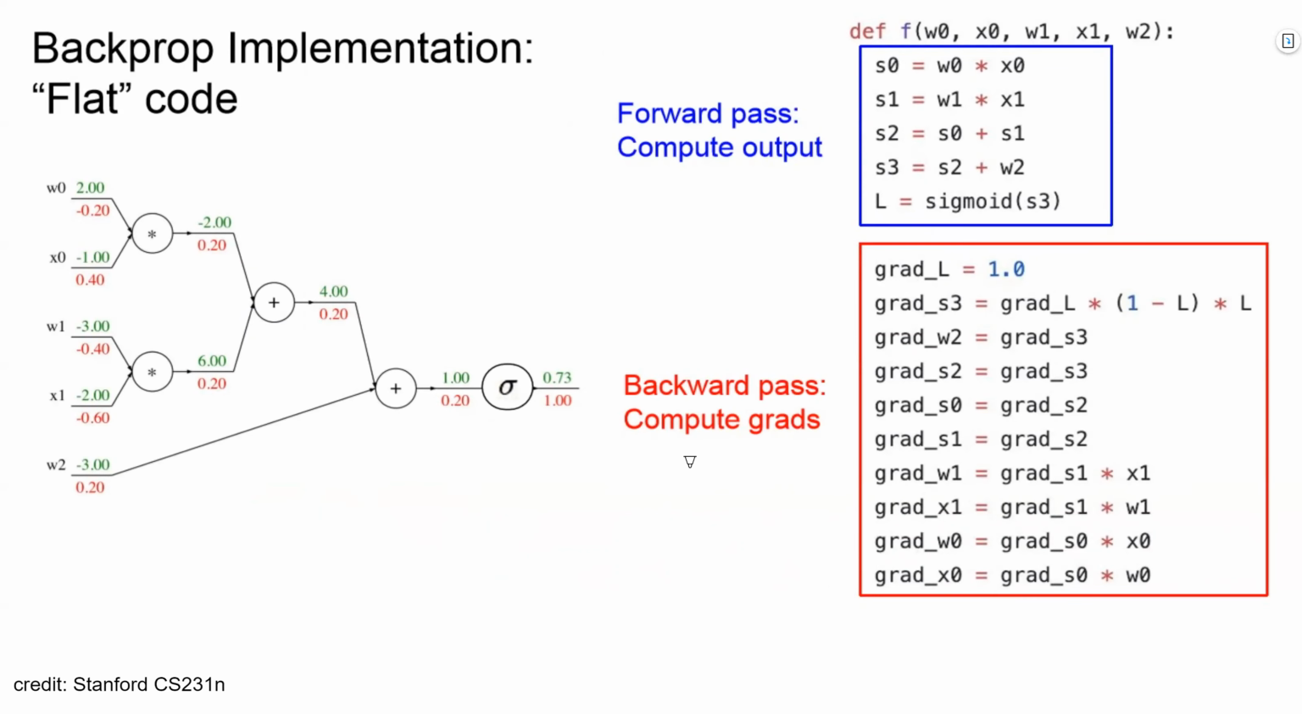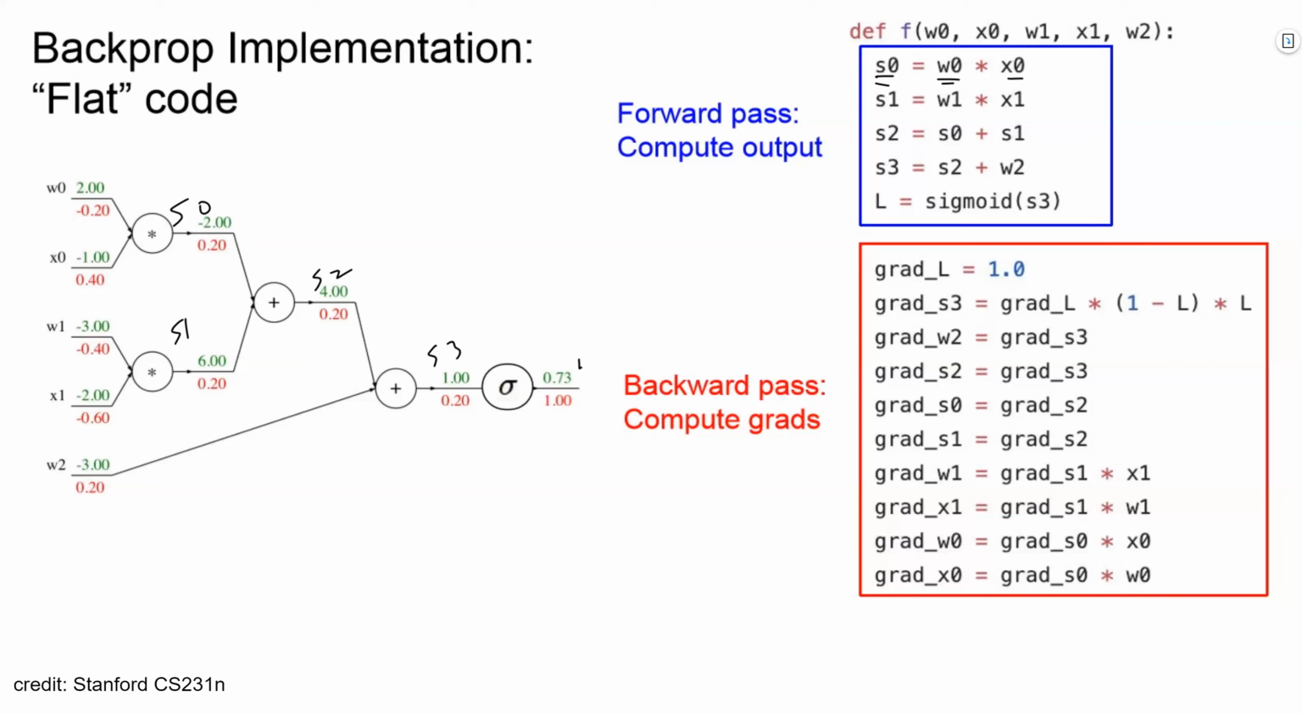Okay, so when we try to implement this using Python, this is one example of implementation. S0 is W0 times X0. So here, this is S0. This one is S1. And S0 plus S1 is S2. And when we add these two values, this becomes S3. And after sigmoid, this one becomes loss.